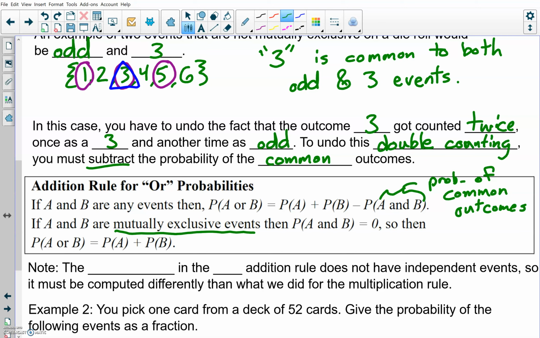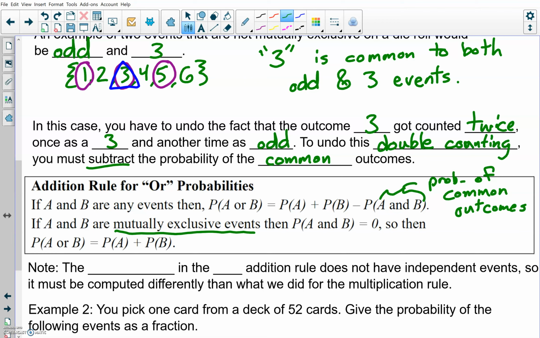Section 3.2, Part 2. So we left off kind of abruptly in that last video. I saw that I was running out of time, but we left off with this addition rule for the OR probabilities. If there's A and B, or just any events that are not mutually exclusive, the probability of A or B will be the probability of A plus the probability of B minus the probability of the common outcomes, the things that are common to A and B. So again, up above, that would be that 3 outcome that was common, both odd and 3.